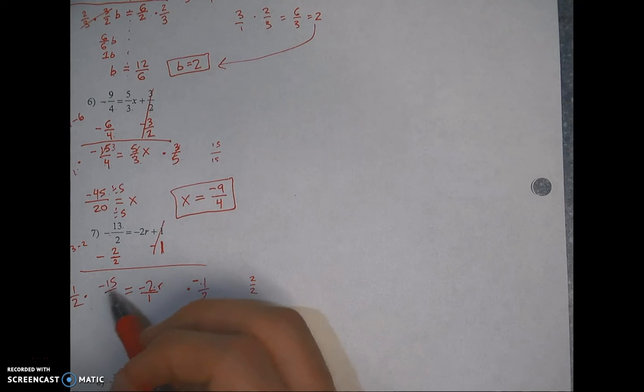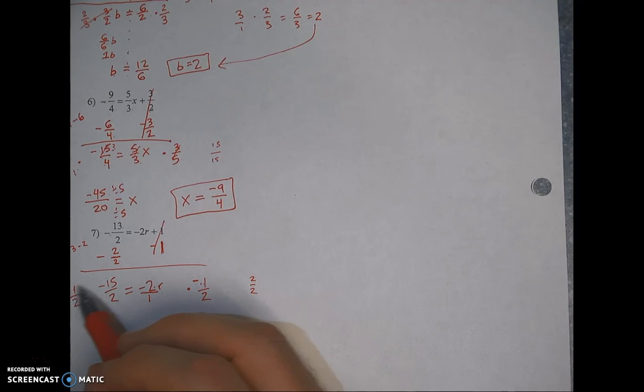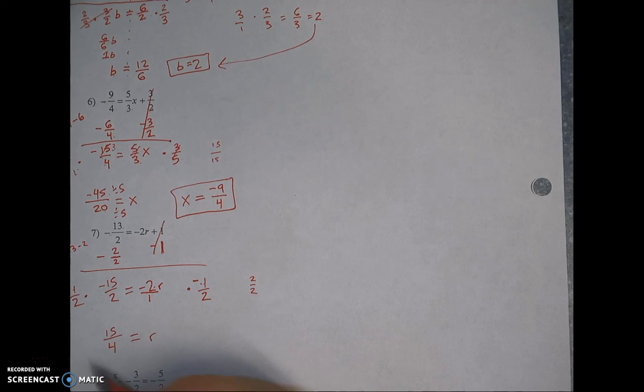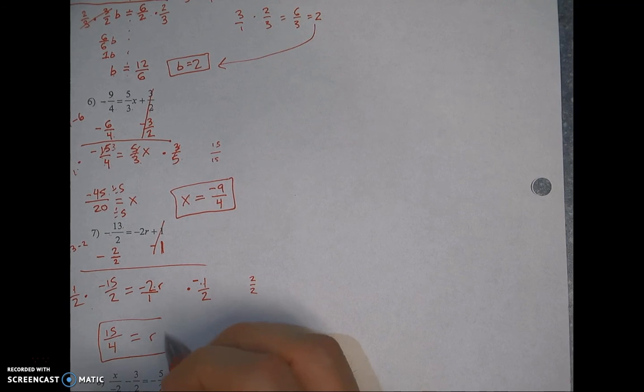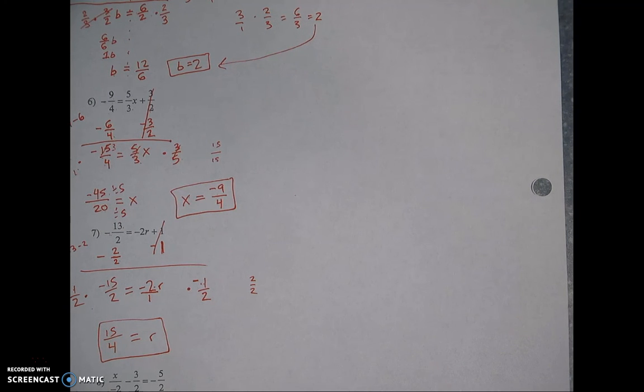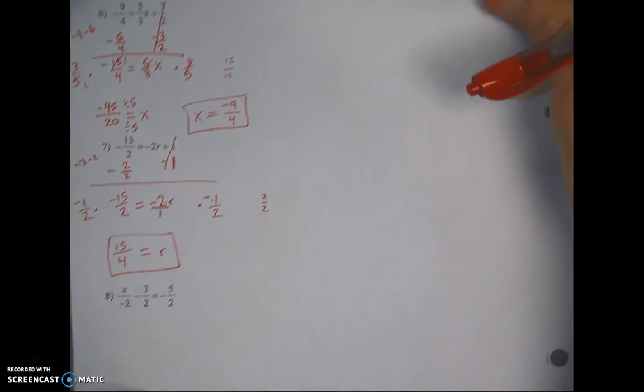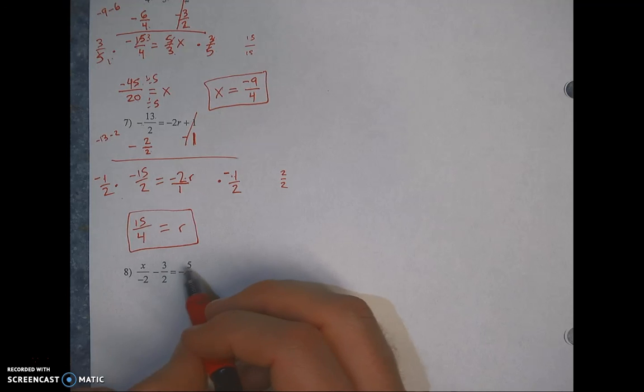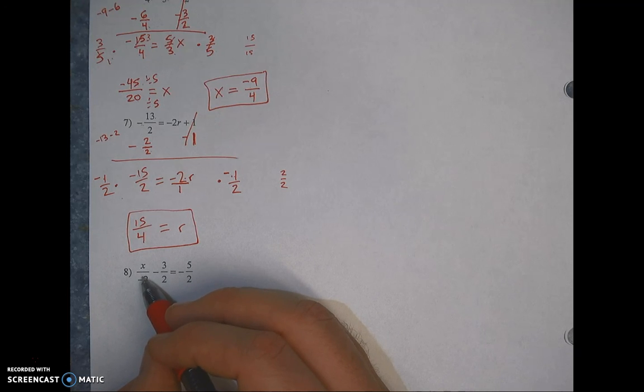Okay, on this side now, straight across, negative times the negative is a positive, so I get 15 on top, and 2 times 2 is 4. That can't be simplified. It's done. All right, last one. Here's my x. So save whatever it's attached to for last.